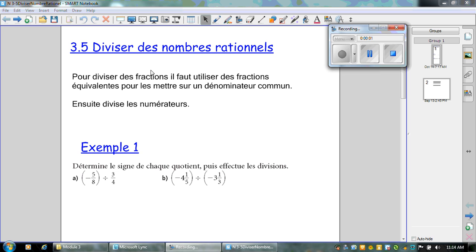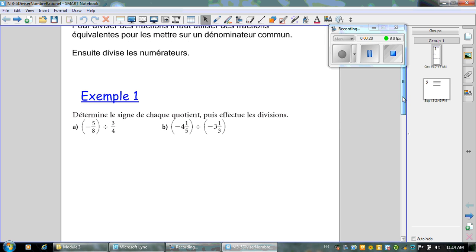So we're at our final operation with rational numbers: dividing. To divide fractions, you need to use a common denominator, and then you divide the numerators. You just put them on the same denominator, and then you divide the numerators. Okay, so let's see what that means. Let's do a couple of examples.